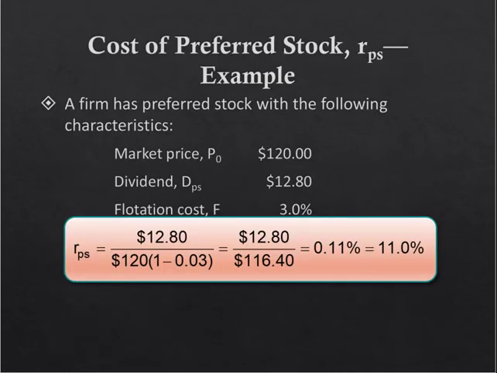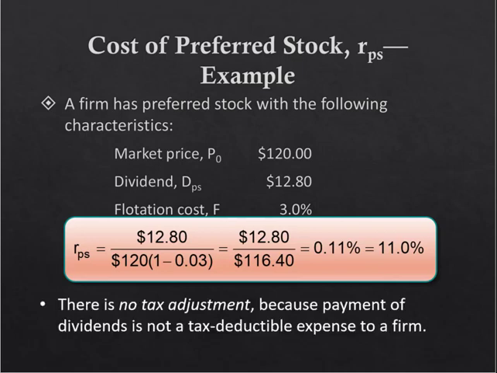So in this particular case, the firm has preferred stock with the following characteristics. It's got a market price of $120. The dividend it's going to pay is $12.80, and there's a flotation cost of 3%. So in order to calculate the required rate of return on preferred stock, it's $12.80, which is the dividend paid. The amount that's actually going to the firm is the $120 market price minus the flotation cost, $116.40. We divide $12.80 by $116.40 and we get 11%.